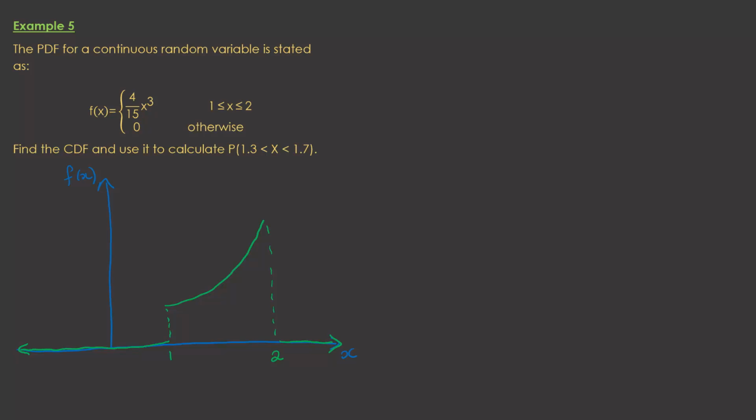So what exactly are we after here? So for some value x that's between 1 and 2, the probability of x being less than or equal to x would be this area that we've drawn here. We can find that area by integrating. So I'm going to integrate from 1 to x 4/15 of t cubed dt.